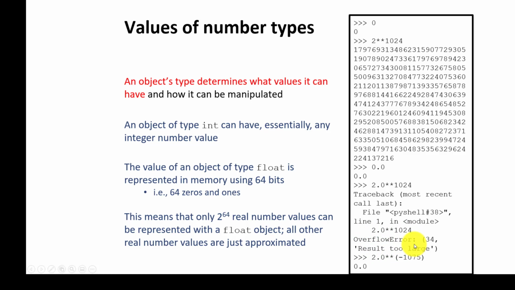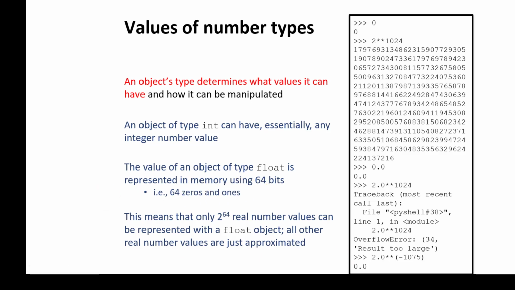Okay? Similarly, sometimes in Python, small values are approximated. So if I try to evaluate 2 to the power minus 1075, instead of showing a scientific number which has a very fractional part, Python will evaluate this to 0. So let me show you an example of what I mean about approximation.